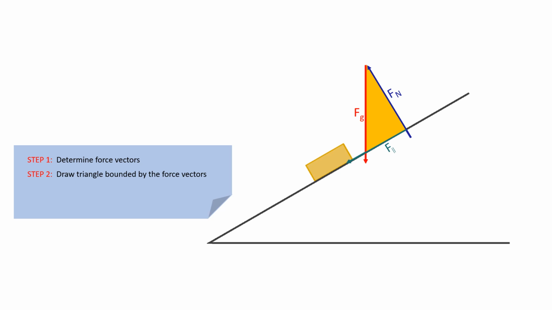However, do remember that any configuration will work as long as the gravitational force vector is drawn perpendicular to the horizontal surface, the normal force vector is drawn perpendicular to the incline, and the parallel force vector is drawn parallel to the incline, that is, parallel to the direction of movement.